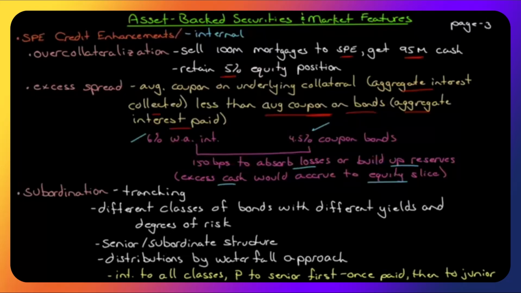And finally, subordination, or what is referred to as tranching. Different classes of bonds with different yields and different degrees of risk, referred to as a senior subordinate structure. And distributions are by the waterfall approach. We'll see an example of that on the next screen. Basically, it works like this. Interest every month goes to all classes of bonds. Any principal flows to the senior tranche first until they're paid off. Then any extra principal will flow to the next level of seniority, etc. So once the senior tranche is paid, then it flows to the more junior tranches.